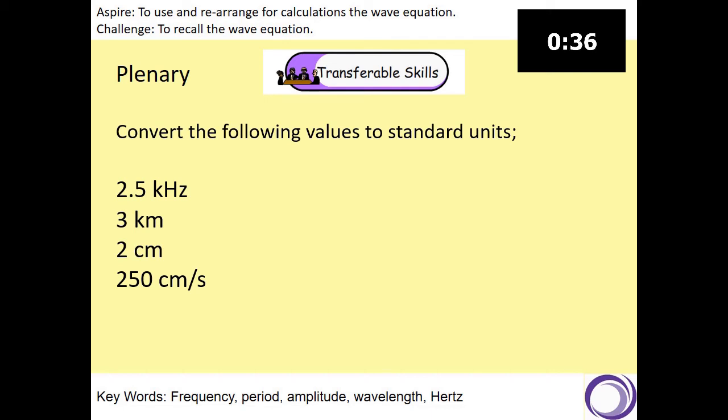Okay, that should be enough. So 2.5 kilohertz is 2.5 thousand hertz, so 2500 hertz. 3 kilometres is 3000 metres. So 2 centimetres then, so 2 divided by 100, so 0.02 metres. And 250 centimetres per second is 2.5 metres per second. So well done if you've got those right. If you didn't, it's worth finding yourself some other conversions to do, and just keep doing them, you'll get better and better at them.